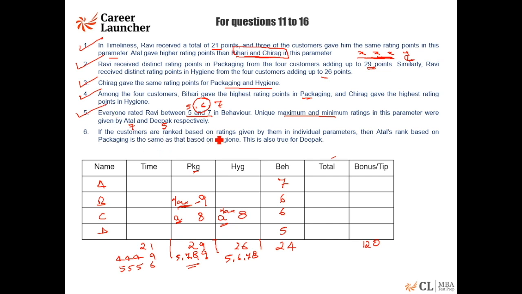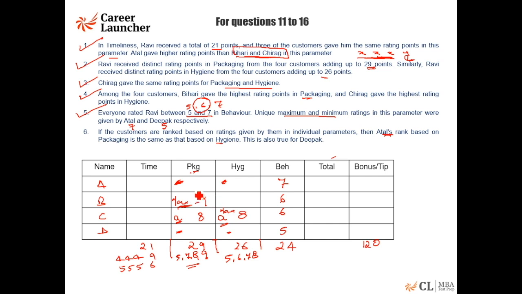If the customers are ranked based on ratings given by them in individual parameters, then Atal's rank based on packaging is the same based on hygiene. What it means? If Atal is the third highest in packaging, Atal is third highest in hygiene also. If Atal is fourth highest or the lowest in packaging, Atal will be the lowest in hygiene. And that is true even for Deepak as per the question. So both A and D have to have the same rank in packaging as well as in hygiene.